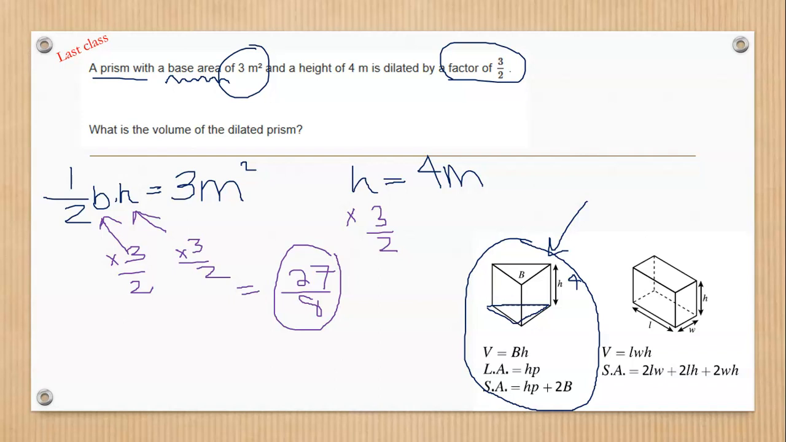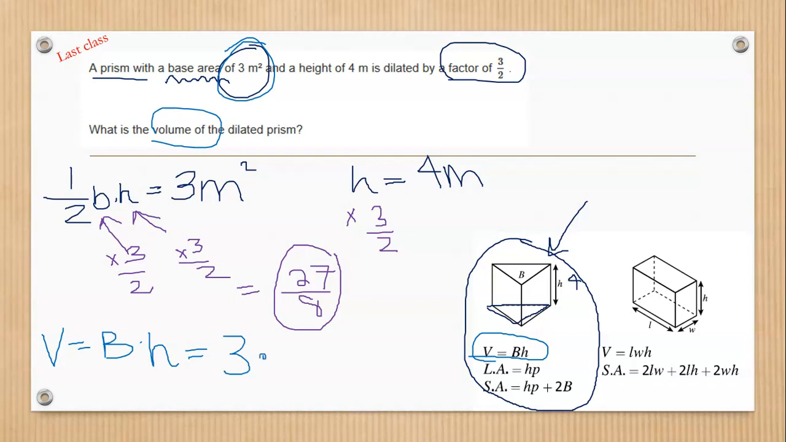Now in the last examples, it had given us the volume, and it had given us the area. This time it doesn't, so let's just find it. It wants to know the volume, so we're going to find the volume of the triangular prism. The original volume is big B times h. Well, big B is 3, and little h is 4. So the original shape's volume is 12 meters cubed.